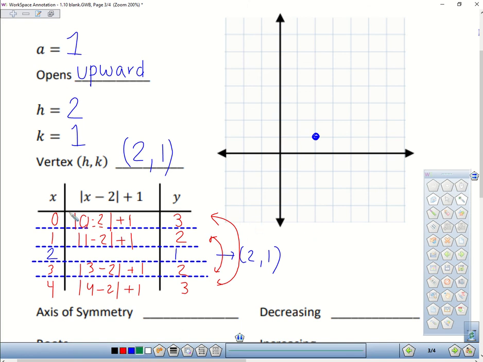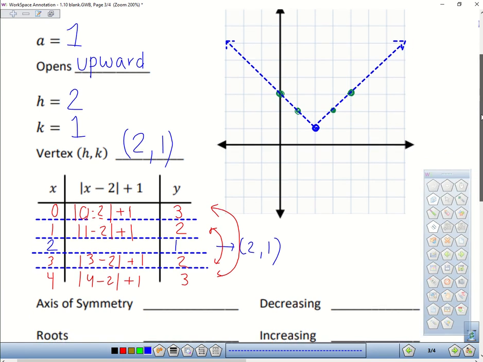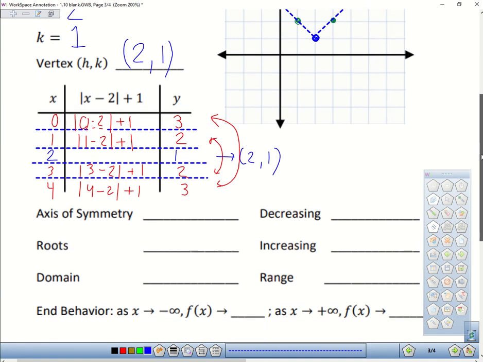So now we're going to graph these points. So this is 0, 3, 1, 2. So these are just ordered pairs, okay? And then this is 3, 2. And 4, 3. So as you can see here, you can start to see what your absolute value function looks like, okay? And it should always look like a V or an upside down V, one of the two. And that's that.